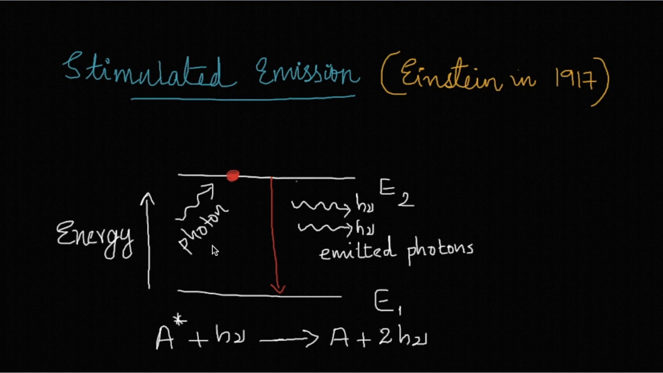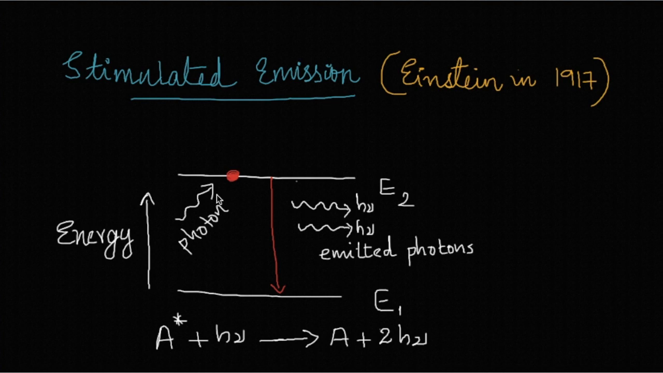In stimulated emission, an atom in the excited state need not wait for the spontaneous emission to occur. Before that, it can make a transition. It may interact with a photon of energy h nu, which is given by E2 minus E1, where E1 and E2 are the energy of the lower state and the upper state. So the photon is said to stimulate or induce the excited atom to emit a photon of energy h nu.